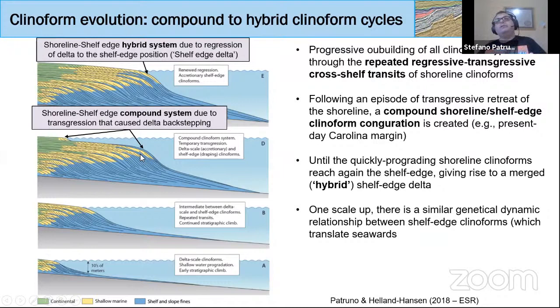Should we drill it? Shouldn't we drill it? And essentially, the answer is, if your delta, if your little mouse has reached that position, it may be sandy during that time, but then it will backstep. And when it backsteps, it becomes a passive muddy clinoform on top of it, which is passive plastering it. So it's a two-component system, sandy active and muddy passive, and it is dictated by the cycles of backstepping and fast progression of the delta-scale clinoforms. On one scale up, a similar relationship can be between the shelf-edge clinoforms and the continental margin clinoforms as well, because the shelf-edge clinoforms will be faster than the continental margin clinoform.